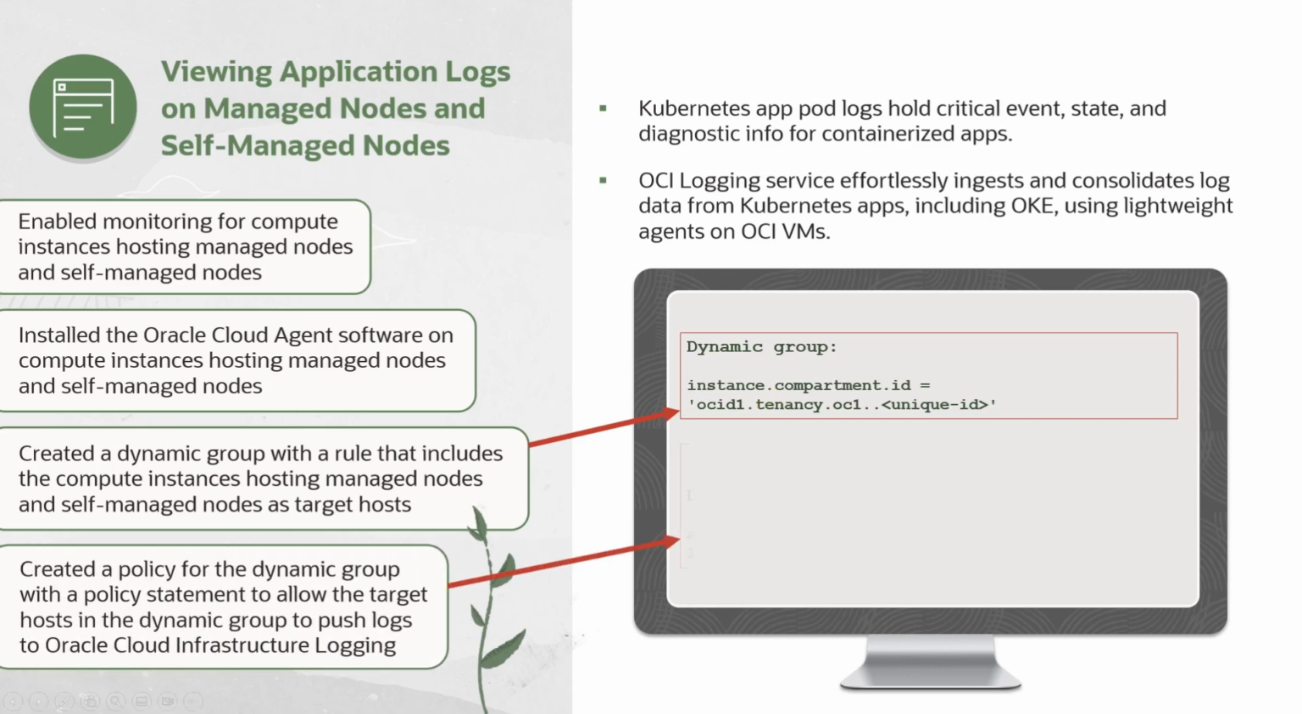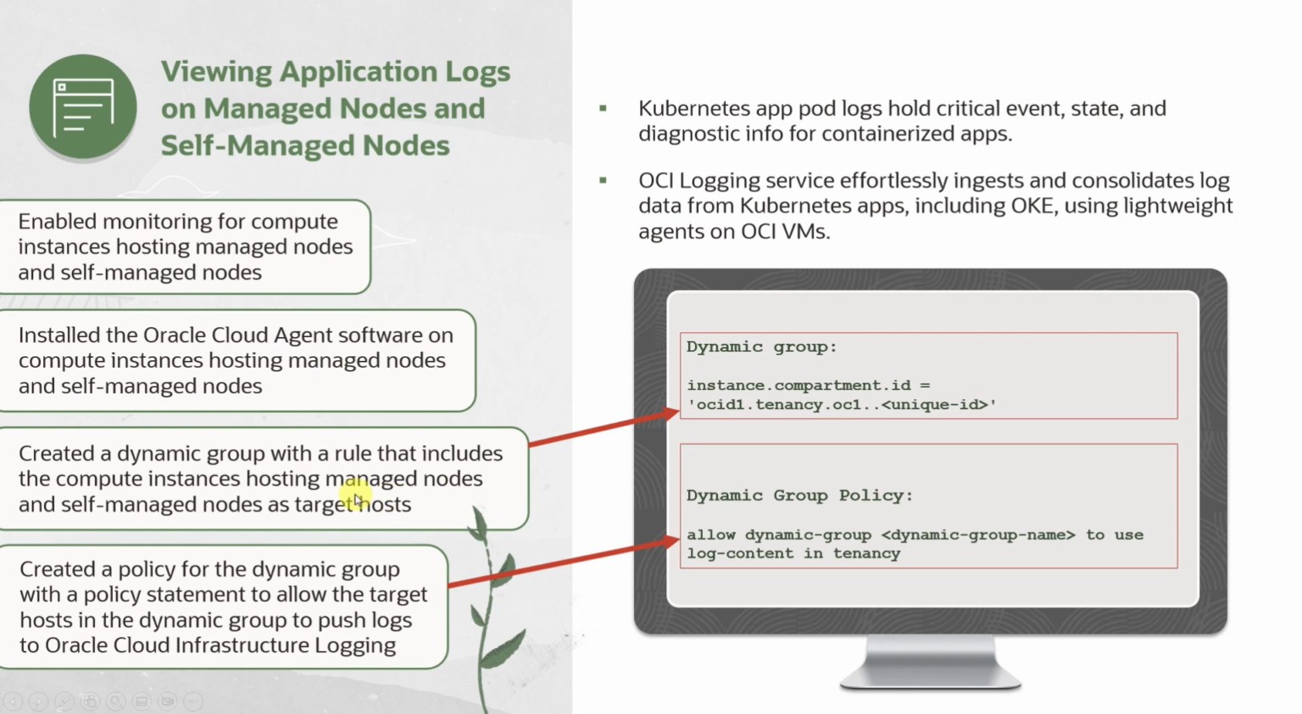Once a dynamic group is created, we must establish a policy tailored for our dynamic group. This policy grants the necessary permission, allowing the identified host to push their logs seamlessly to the OCI logging service. And the policy is to allow dynamic-group, specify your dynamic group name, to use log-content in tenancy. You can also replace tenancy with your compartment name.